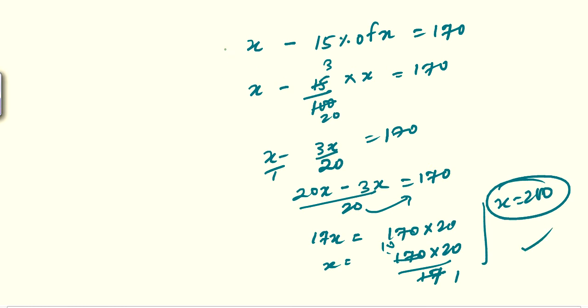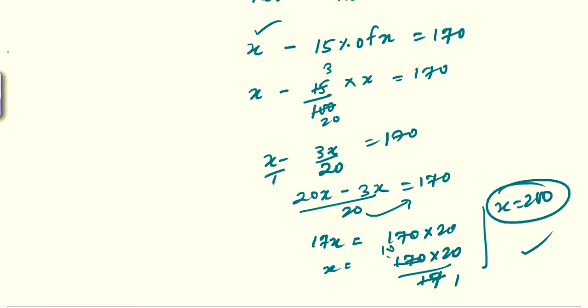Okay. So like this you can solve. I think this one method is easy as compared to the previous one. If you have an increase, write first the original x, then plus increase of x equals to the given number. If you have a decrease, write x minus decrease of x equals to the given number. Okay. So question number 4 you have to solve.